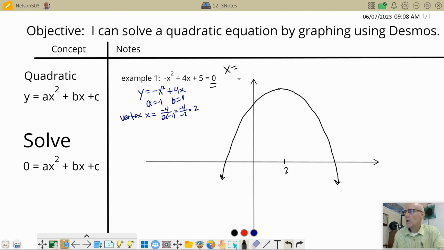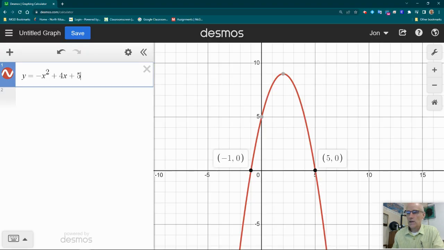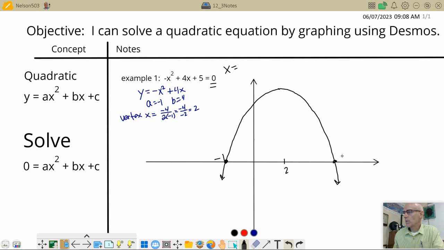So we saw on our graph that it was at, I think it was at -1, wasn't it? And then it was over here. Let's look back over there again. It was at 5, right? So over here at 5. So our two answers are -1 and 5. So that's right. We have two answers on this one.